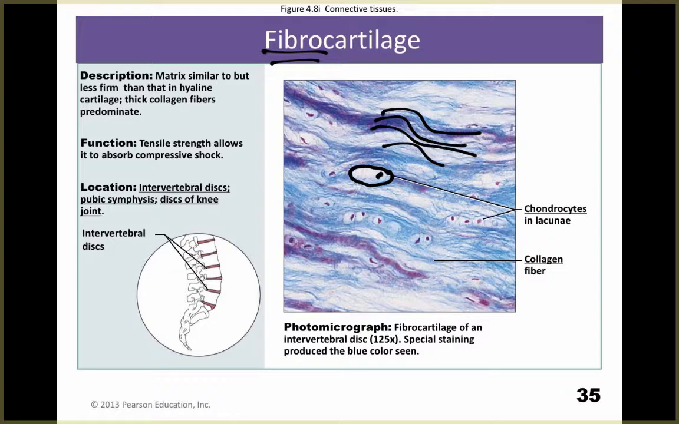So this has thick collagen fibers that are very predominant, and the matrix is very similar to the hyaline cartilage. It's just less firm because of this fiber that's in it. Its function is tensile strength that allows it to kind of absorb compression here. So you can find these in the intervertebral disc, the pubis symphysis, which is the area right between the two hip bones, and the disc of the knee joints.